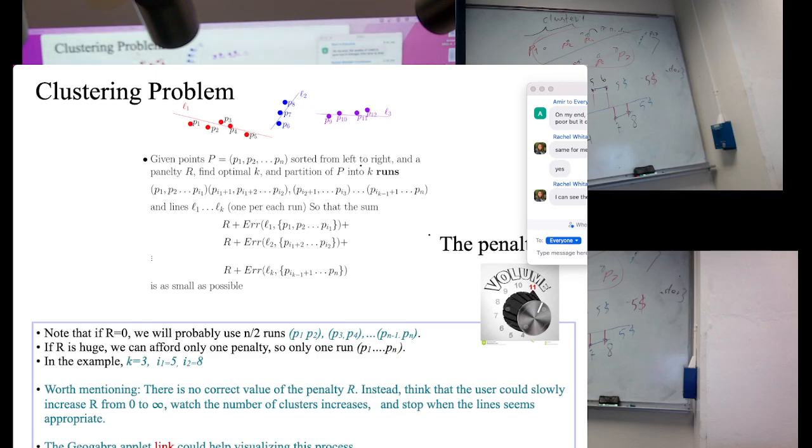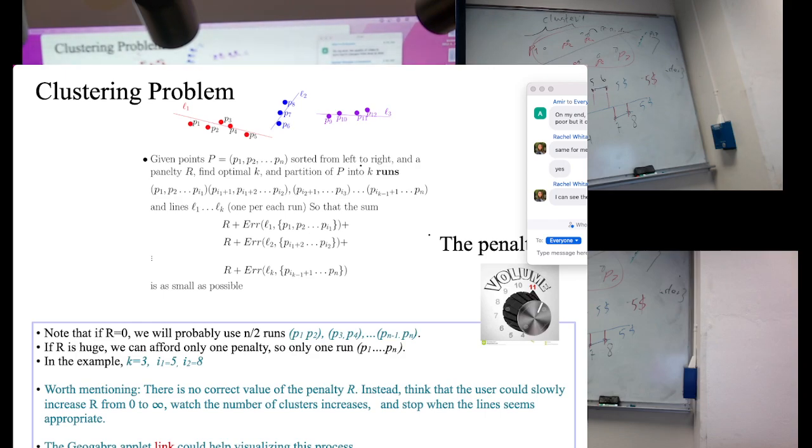If my run ends at P5, then the next point will be P6. That's where a new run starts. And I need to decide for P6 who will be the other points at the same run, at the same cluster. And what do I pay? Find the best line that fits this point, L2. Find the run with these points. You're paying how well the line fits the points, what is the sum of distances, plus you're paying R.